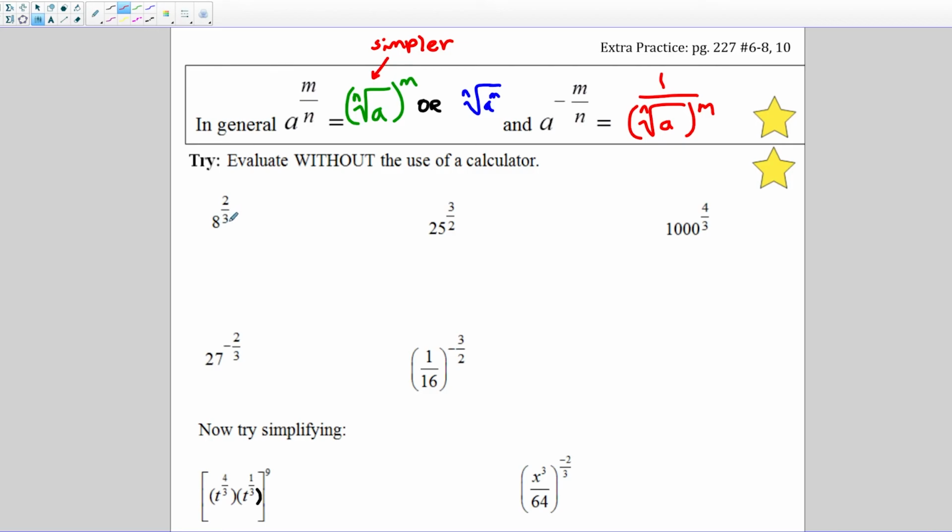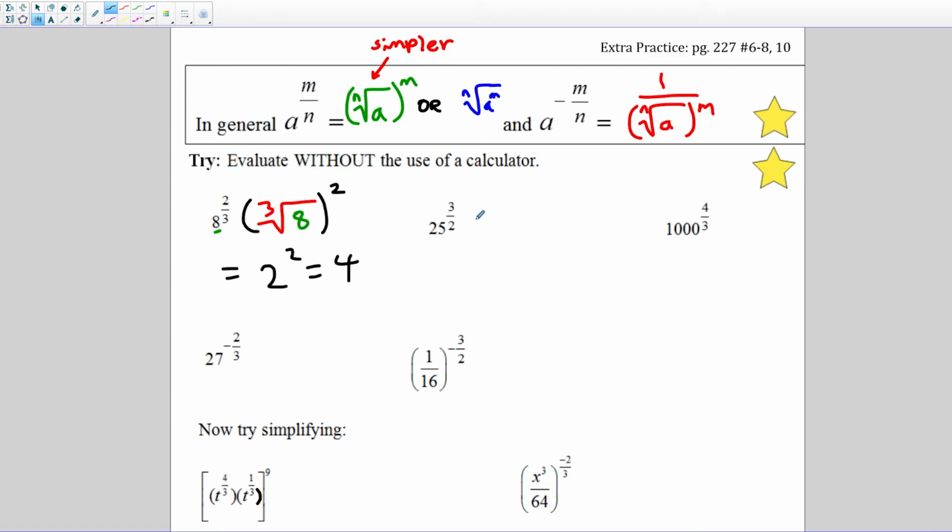This 3 here tells me that the index of my radical is going to be a 3, and now my base is going to be an 8. And because I'm going to use this first version of this exponent law, I'm going to go ahead and put the brackets around, and I'm going to raise it to the power of 2. We know that the cube root of 8 is just 2. Raised to the power of 2 means that I have 4.